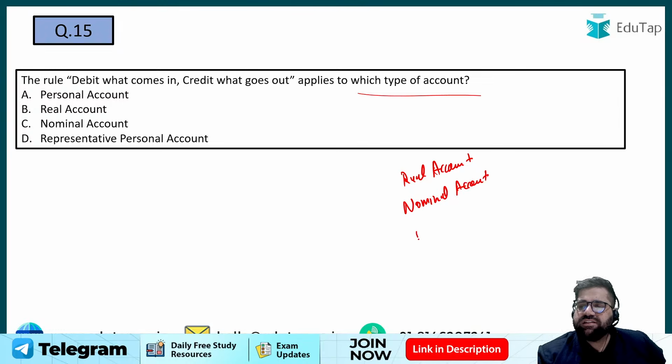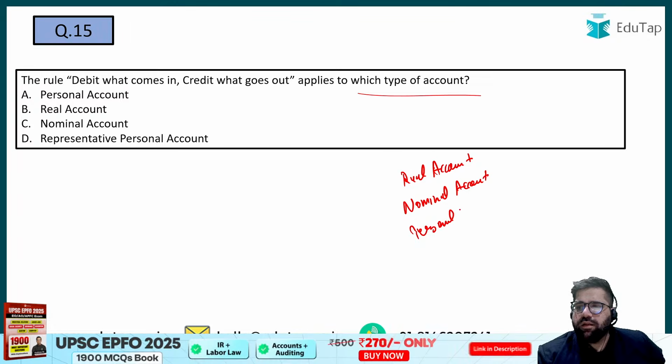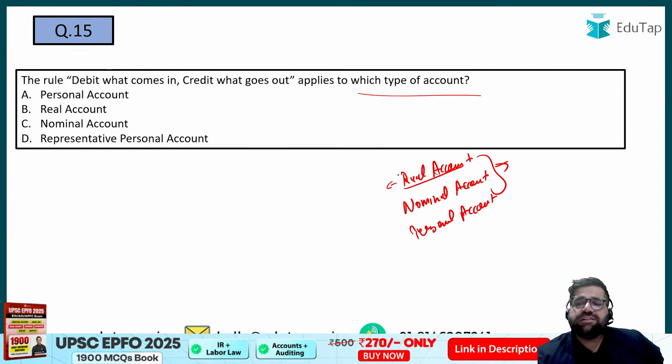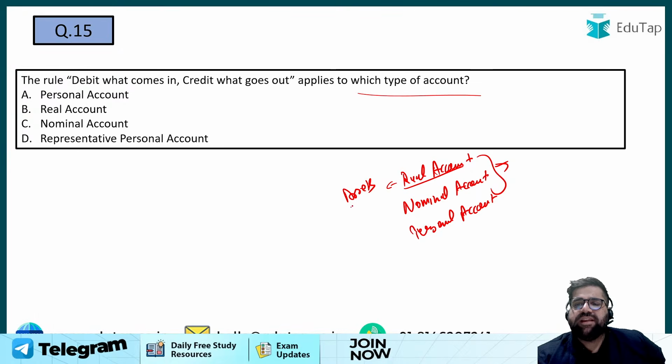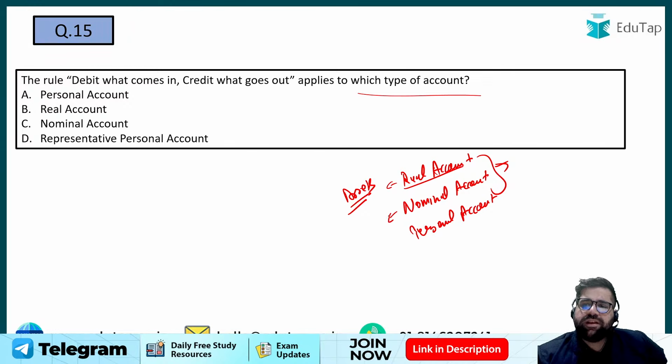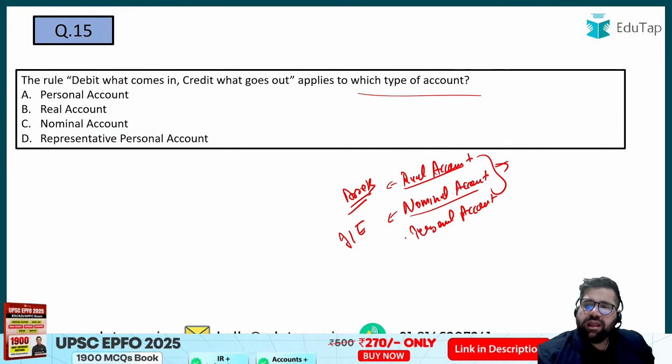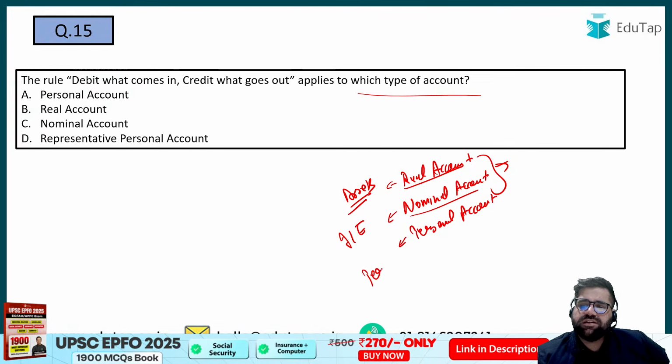And the third one is personal accounts. Right? This is very basic accounting. Real accounts are basically for your assets, your properties. Nominal accounts are basically for your income and expenses. Nominal accounts are not carried forward, they are directly transferred to P&L, their adjustment happens there. And personal accounts depict some person.